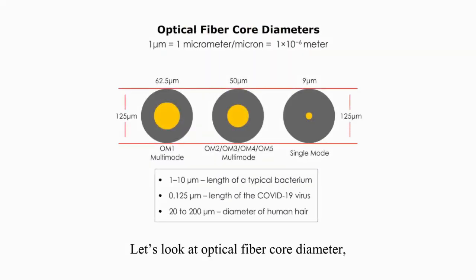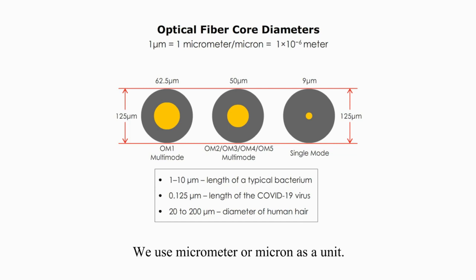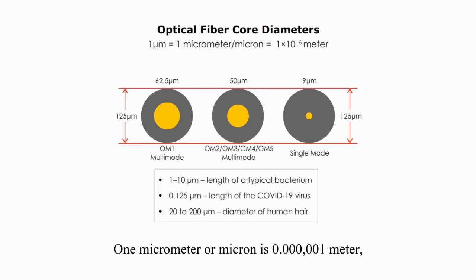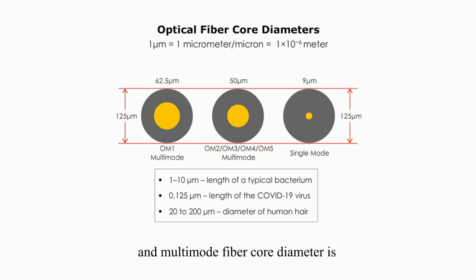Let's look at optical fiber core diameter, single-mode fiber versus multimode fiber. Fiber core size is so tiny that we cannot see it without special equipment. We use micrometer or micron as a unit. 1 micrometer is 0.000001 meter, or 1 millionth of a meter. Single-mode core diameter is about 9 micrometers, and multimode fiber core diameter is from 50 micrometers to 62.5 micrometers.